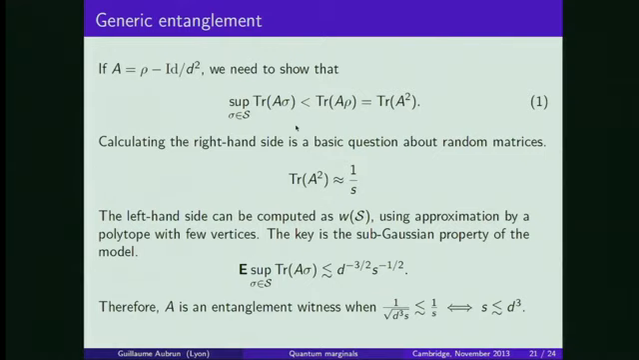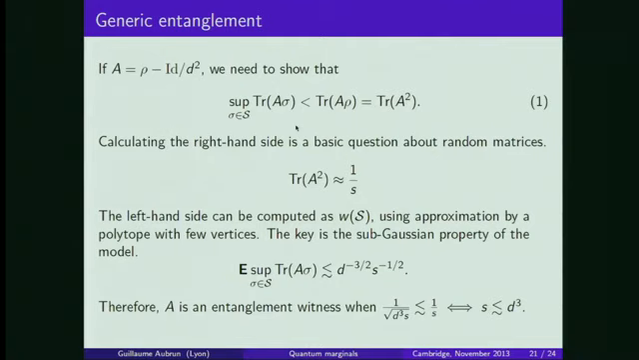So now I have to show that if I choose as a witness the state rho minus identity over d squared, this strict inequality holds. So rho is random, so randomness here appears in both sides of the inequality. The right-hand side is the trace of A squared, and this is a very basic question about random matrices. So you can easily expand in moments and find the exact value. It will be of order 1 over S.